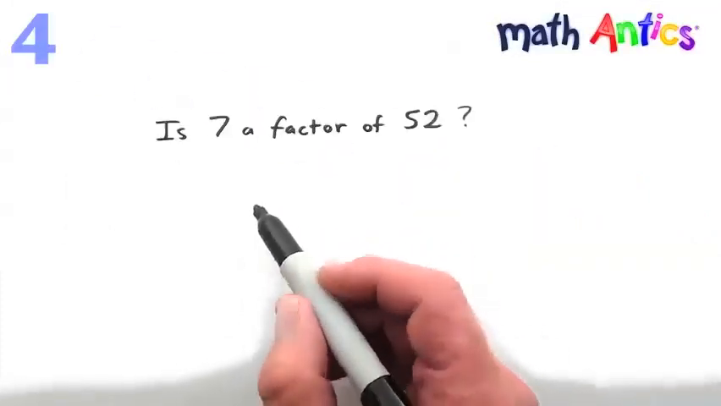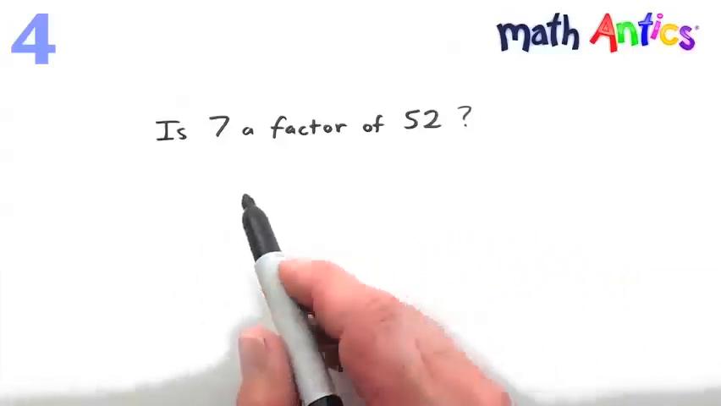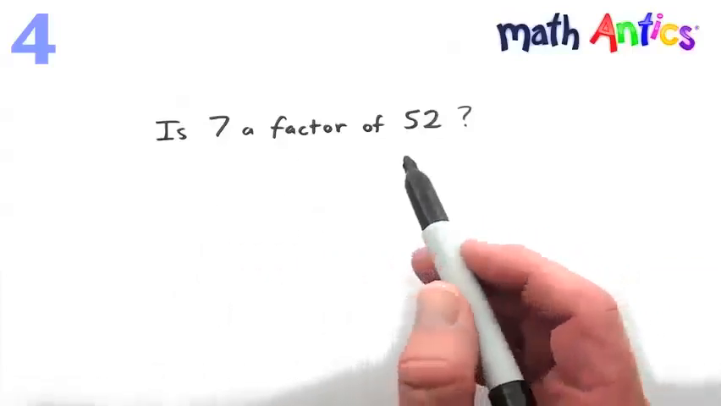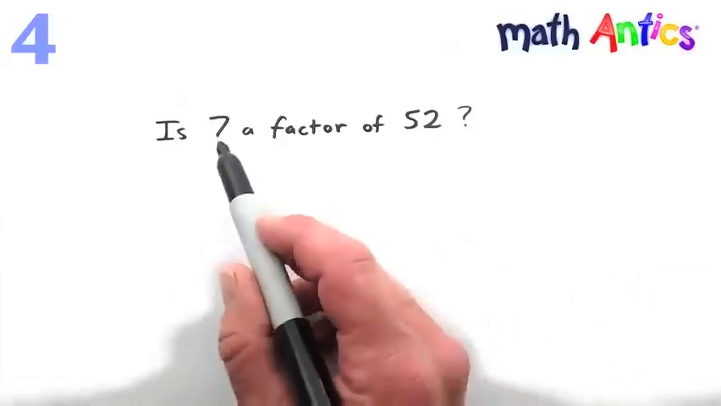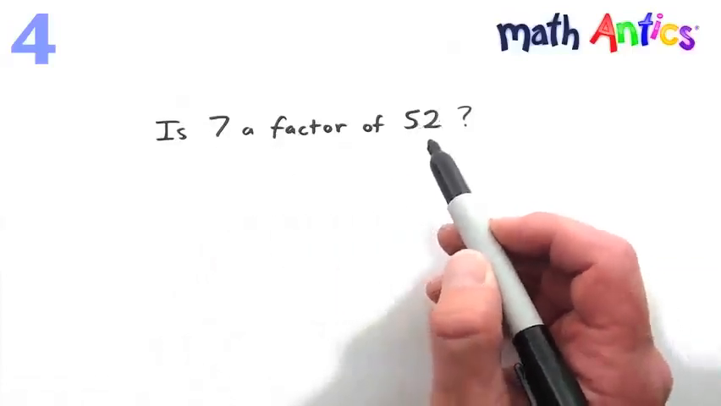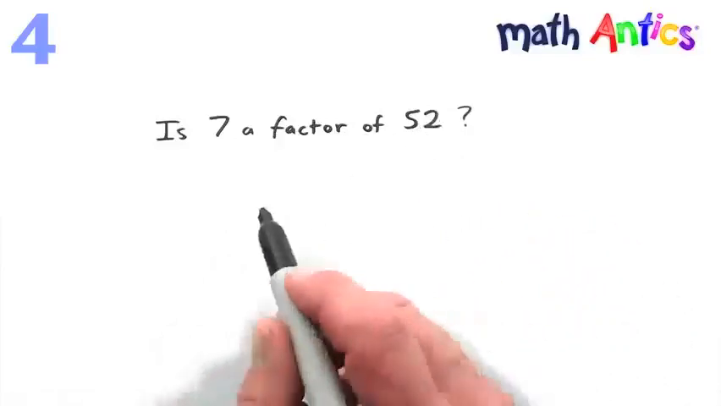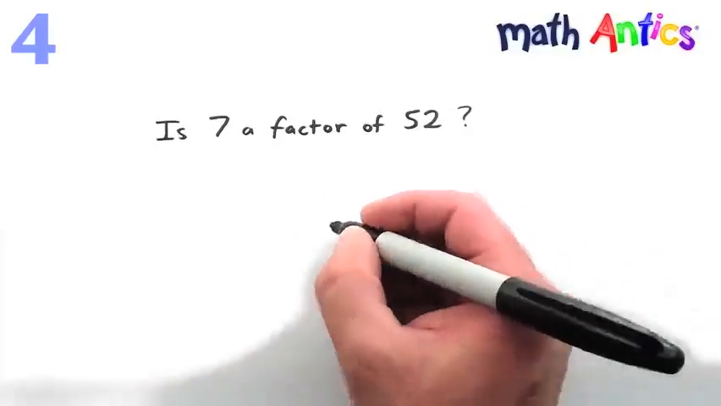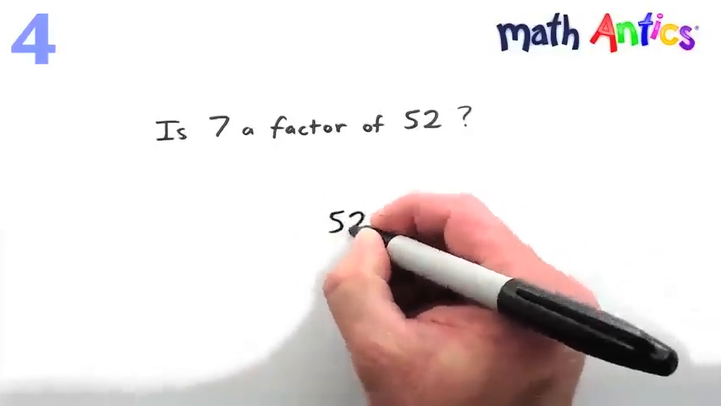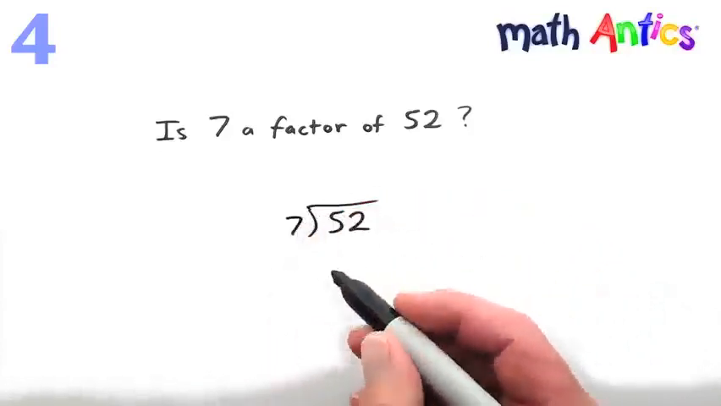The next problem asks, is 7 a factor of 52? Now, one way you can always tell if a number is a factor of another number is to do a test for divisibility. If the number will divide evenly into the bigger number, in other words, if it'll divide without having any remainder, then you know that it is a factor of the bigger number. So let's try that here. Let's take the 52 and let's try to divide 7 into it and see what we come up with.